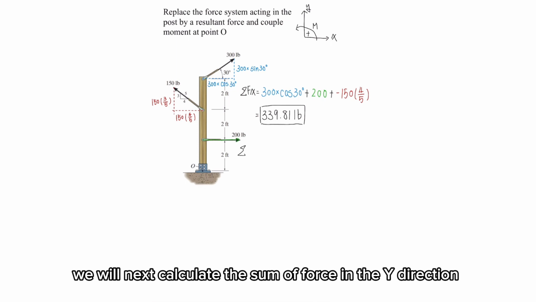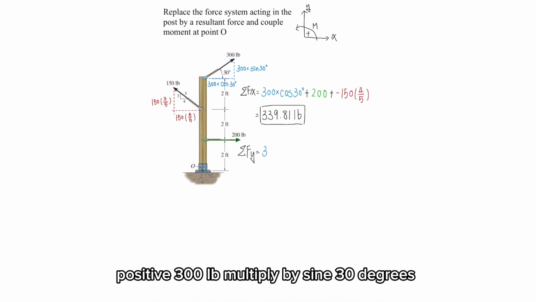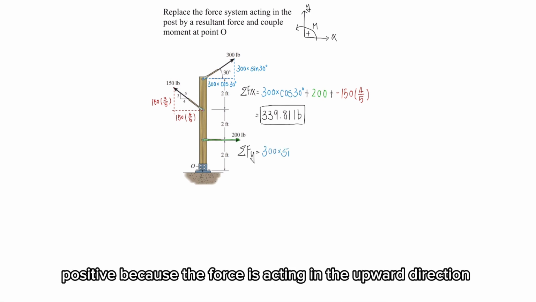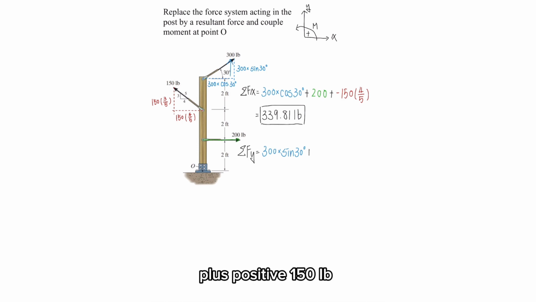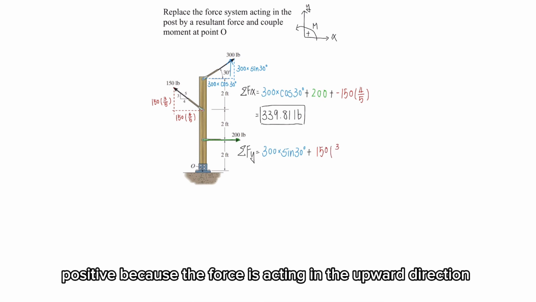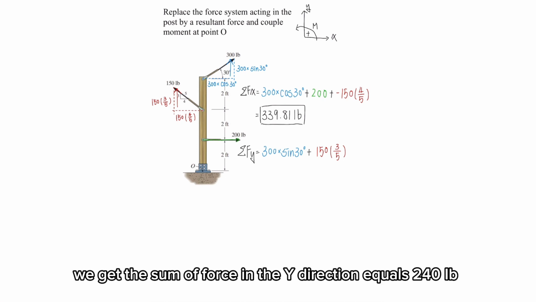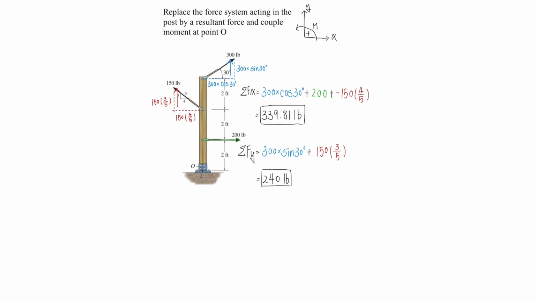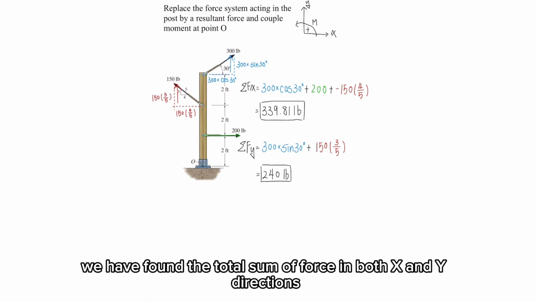We will next calculate the sum of force in the y direction. Positive 300 pounds multiplied by sine 30 degrees, positive, because the force is acting in the upward direction, plus positive 150 pounds multiplied by 3/5, positive, because the force is acting in the upward direction. We get the sum of force in the y direction equals 240 pounds. We have found the total sum of force in both x and y directions.